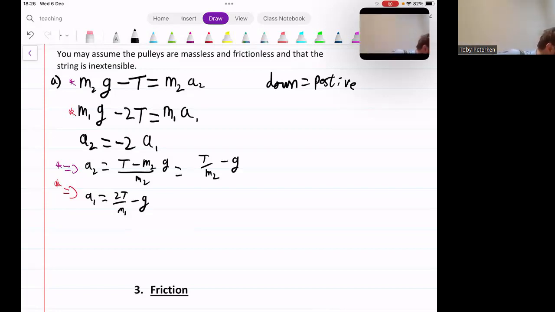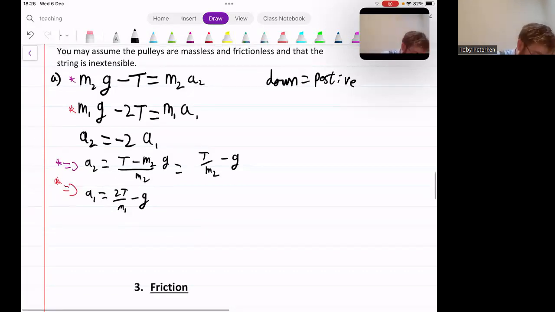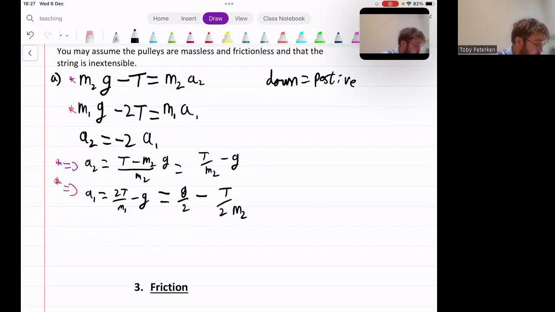It's an easy way to do this. Let's have a look. Now, using this extra equation, we can also say that a1 is equal to g over 2 take away T over 2 m2. How did I solve this? I've got it written down, but now I can't read my handwriting.